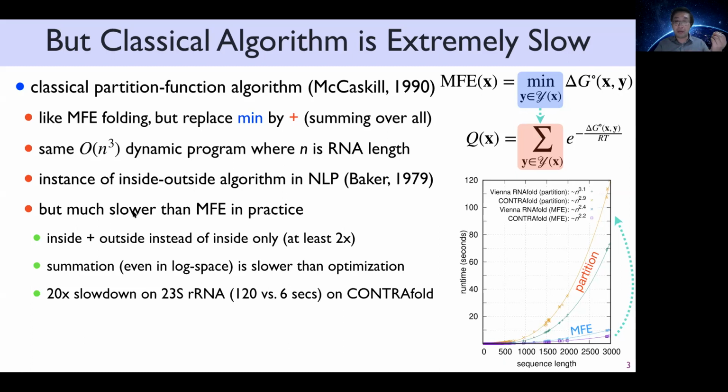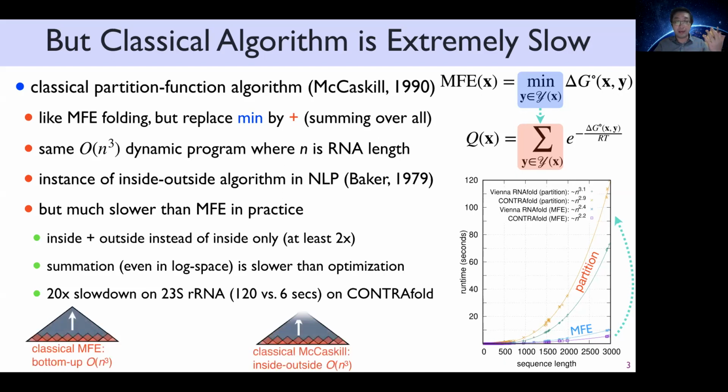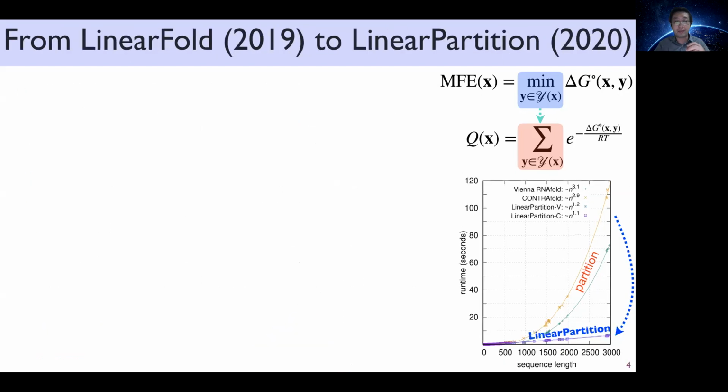But it's much slower than MFE in practice because of two things. One is the inside and outside; you're at least 2 times slower. And secondly, the summation is always much slower than minimization or optimization, because you need to compute in exp space, or even if you do it in log space, it's still very slow. As a result, we can see that MFE is like this, and partition function is about 20 times slower on the longest sequences, like 23S ribosomal RNAs.